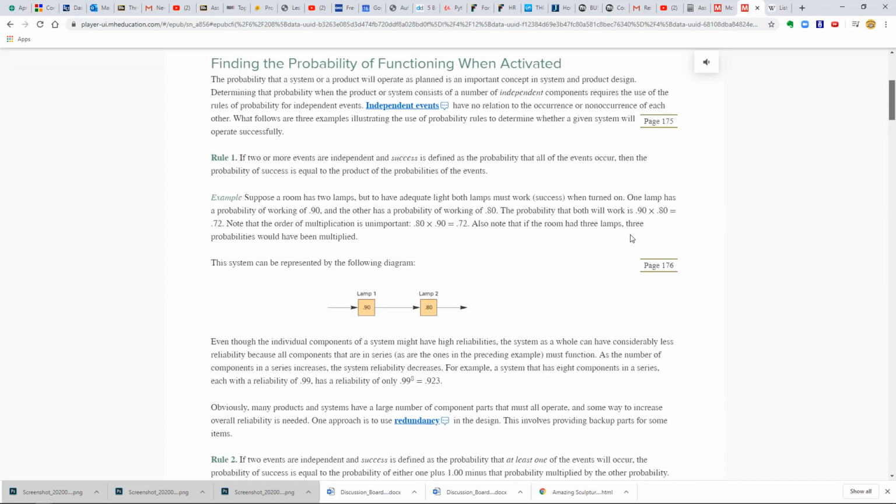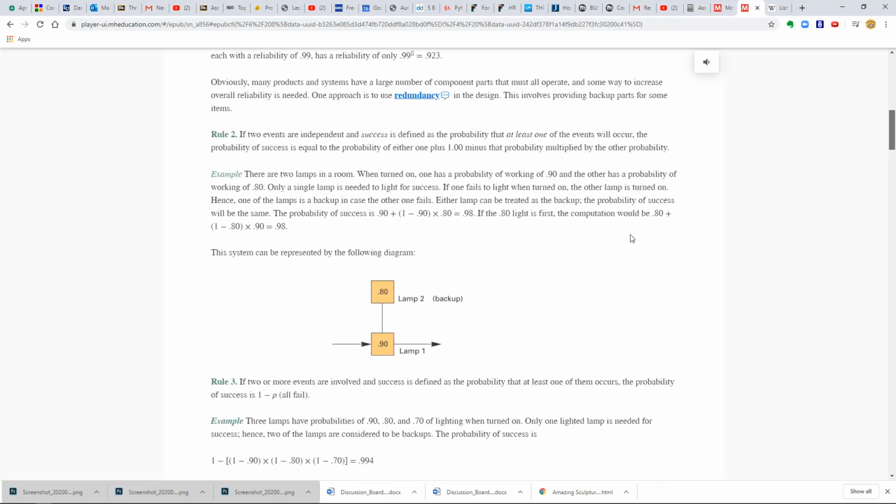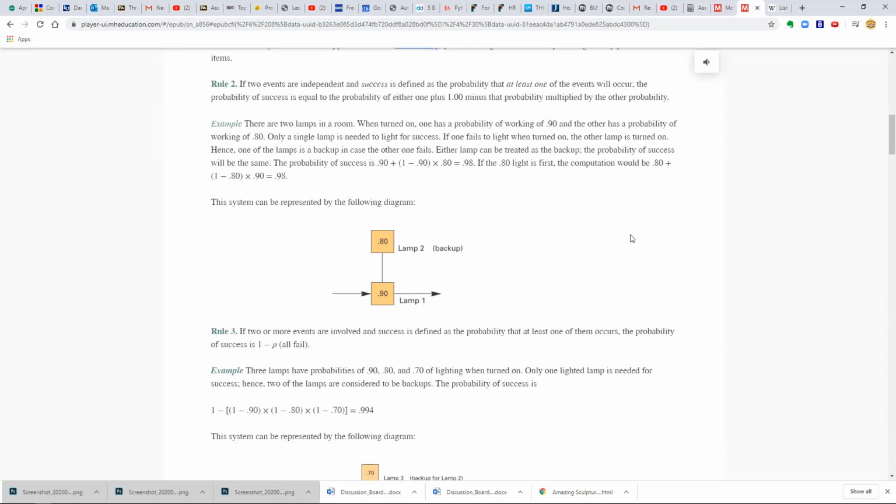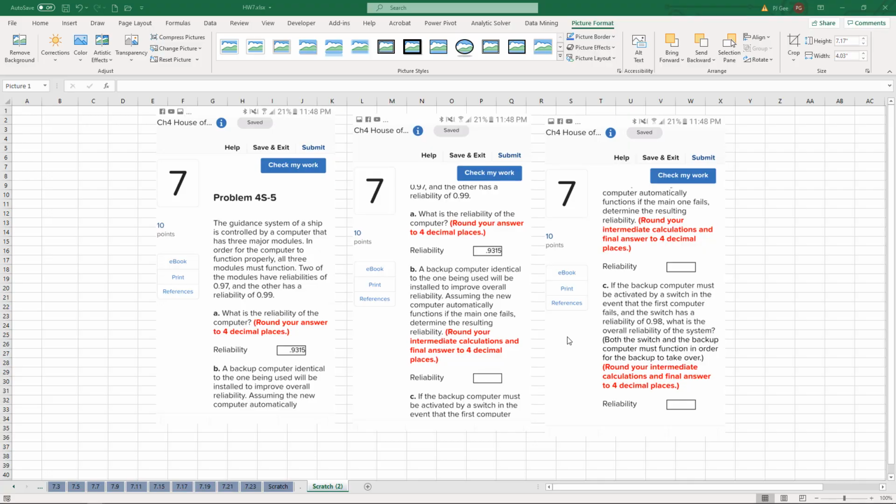Okay, and then the other part of this, again, I'm just assuming that you've read this. Go through this a bit is what happens if one system, one lamp is a backup to the other. Okay, so let's switch over to the problem. Read particularly this area in here, this example. That's rule 2, and the example comes into play here for this problem. So I'm going to flip over to Excel.